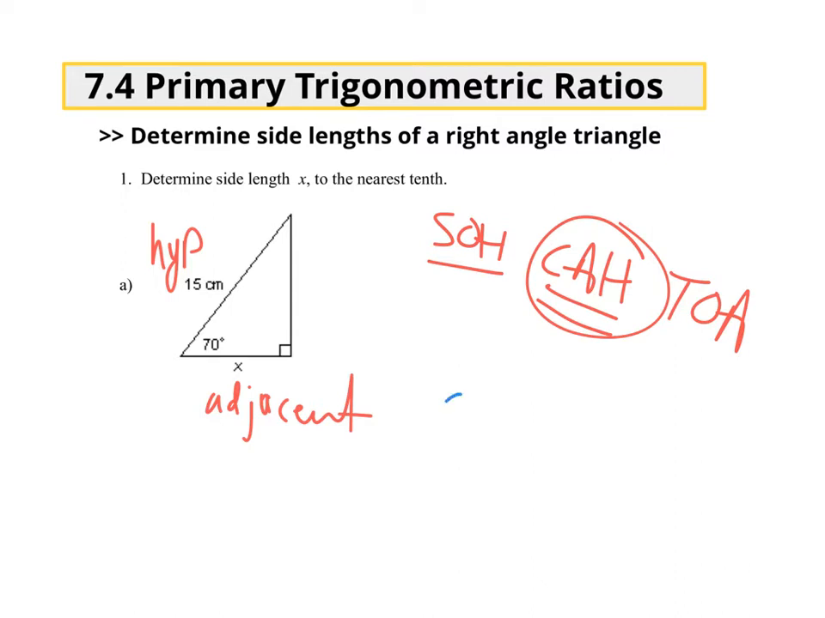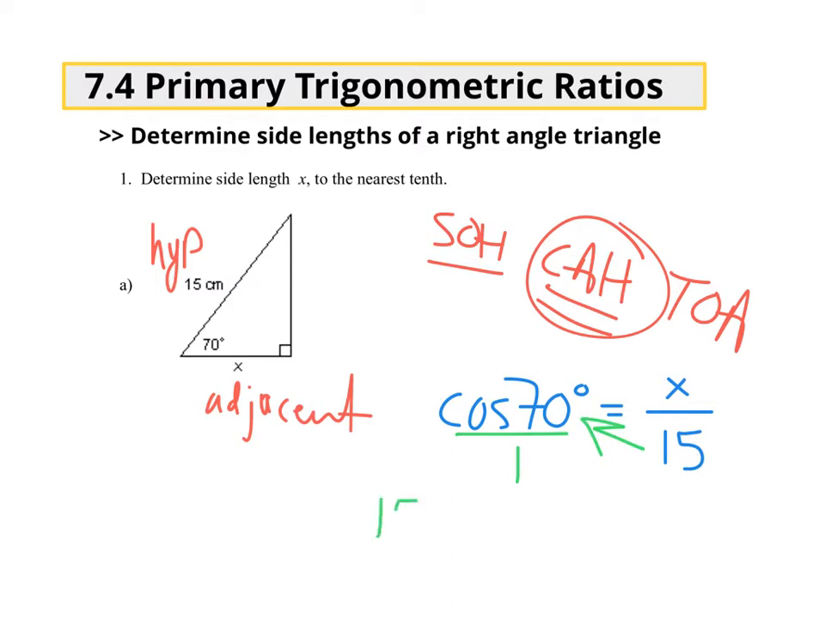and it would look like this. The cosine of 70 degrees equals the adjacent length over the hypotenuse length. And now we simply have to solve for x. So if you treat this as two fractions and you multiply the left side by 15, it becomes 15 times the cos of 70 degrees, and that'll equal length x.